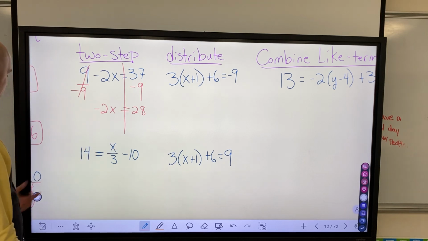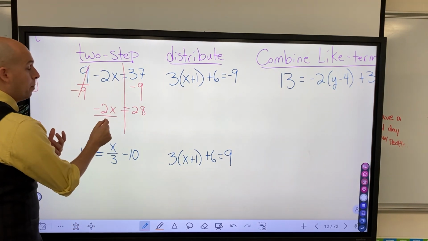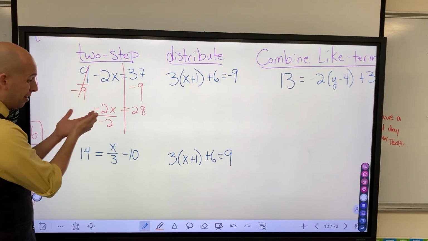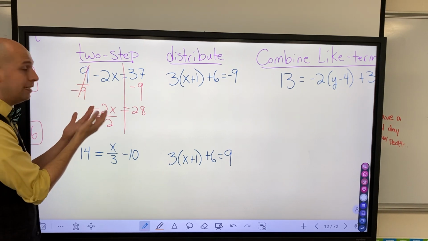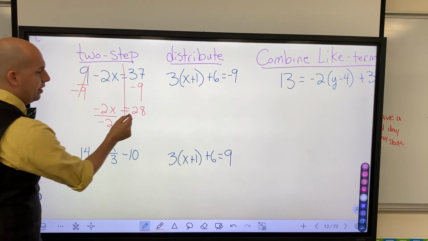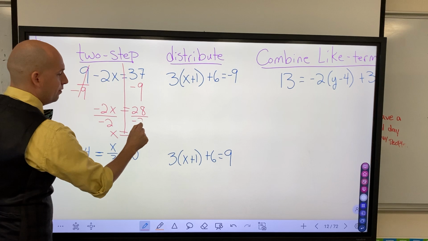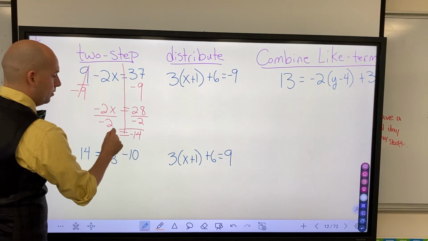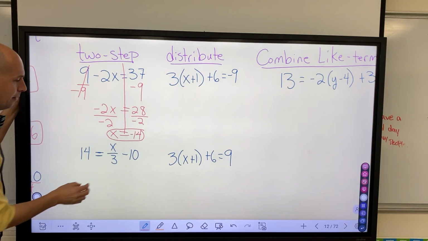And now just like the one steps down here, this is multiplication. The inverse would be division. When you divide, you also divide by whatever sign that number is. That number is negative. Subtraction and negative, they're synonyms. So this negative 2 divided by negative 2 is 1. And 28 divided by negative 2 is negative 14. Okay, so x is negative 14. That is my answer.